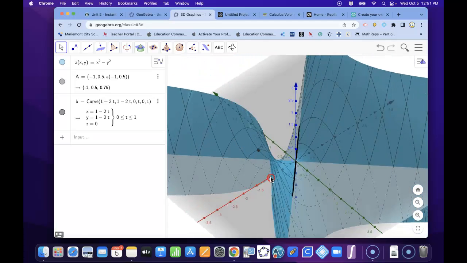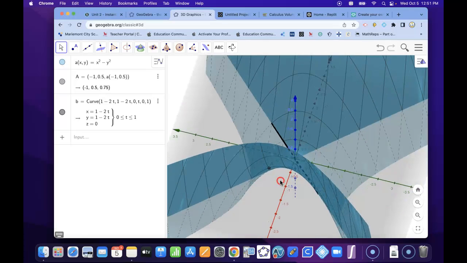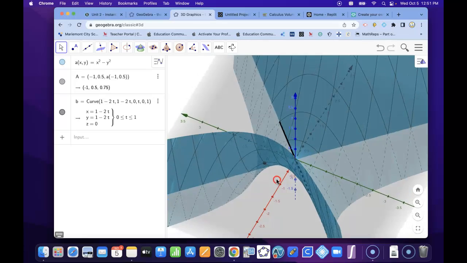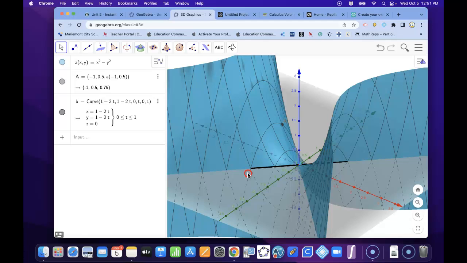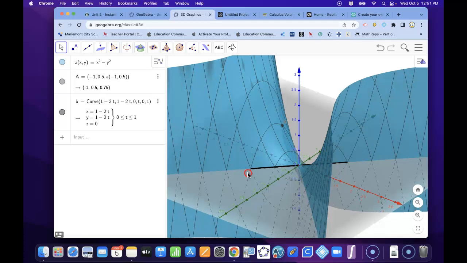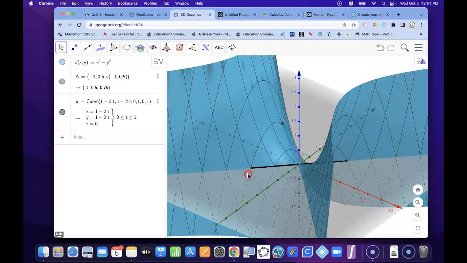In fact, if I made my t variable go from, say, negative 10 to positive 10, that line would stretch out even further along there, but that does lie entirely in the curve. This is actually called a ruled surface. I could make this surface out of nothing but straight lines. So let's go to the next one.